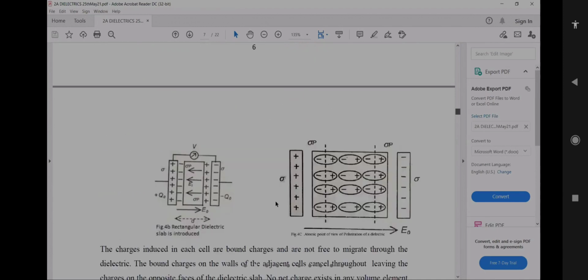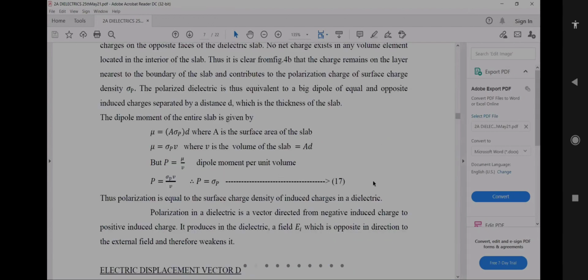What did we assume here? The charges accumulated on either side contribute a big dipole having r equal to the thickness of the slab, that is d. Here q is equal to sigma p into A, where A is the area of the dielectric slab. So mu is equal to q into r, the magnitude of either of the charges into r, and r is equal to d. So q is equal to A into sigma p.